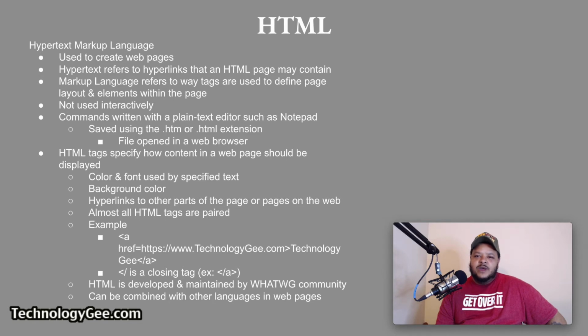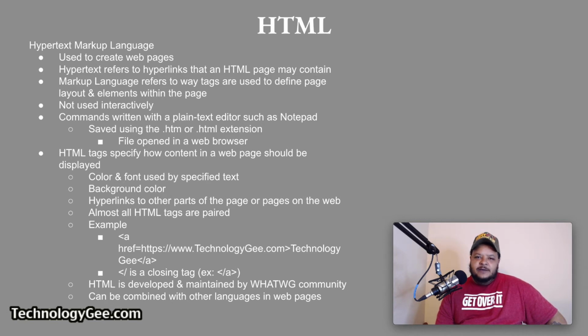HTML commands are written with a plain text editor such as Notepad and saved using the .htm or .html file extension. The file is opened in a web browser. HTML tags specify how the content in a web page should be displayed. For example, the color and font used by specified text, the background color, hyperlinks to other parts of the page or other pages on the web, etc.